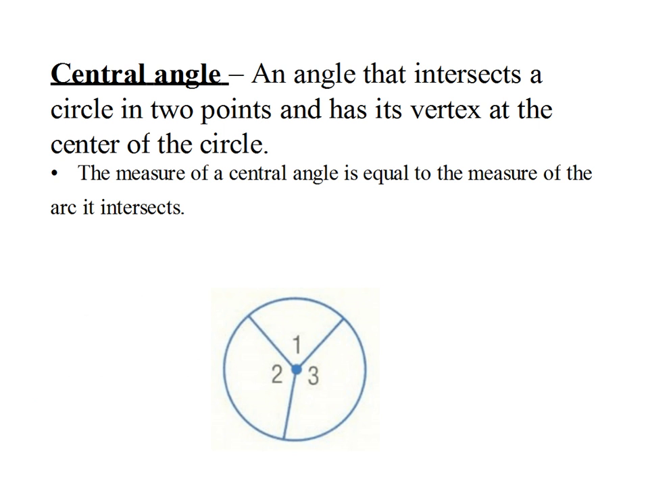A central angle is an angle that intersects a circle in 2 points and has its vertex at the center of the circle. The measure of the central angle is equal to the measure of the arc. So if we take a look at this circle, this is a central angle because it starts at the center of your circle. If angle 1 is 80 degrees, then the measure of the arc it creates is also 80 degrees. Now that's not talking about the length, it's just talking about the measure of the arc.